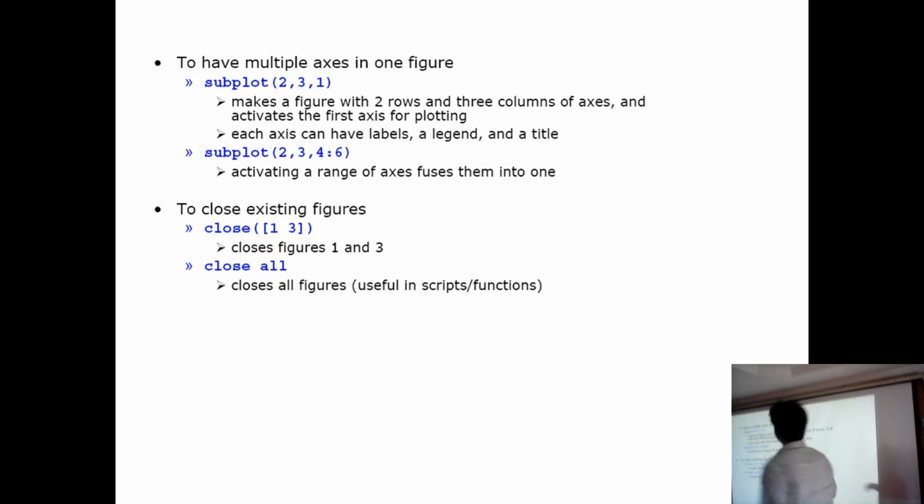So subplot 2 comma 3 comma 1 means, so how many sections now? Two rows, but three columns. So how many figures will come? Six figures. So three figures will be on the first row, three figures will be on the second row. Okay.